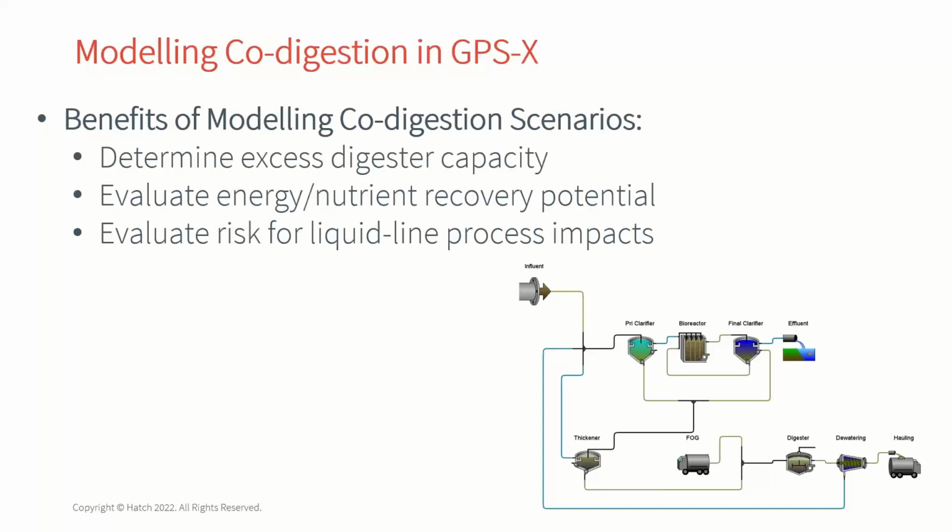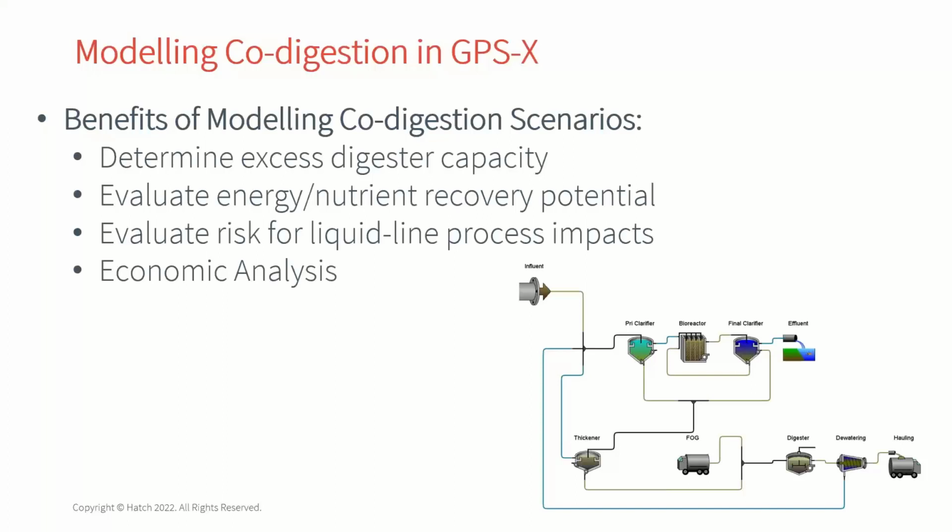And then at the same time, you could look at evaluating the risk for liquid line process impacts. So here in this particular diagram, for example, our gravity thickener overflow is coming back to the headworks, and so is the centrate from after the digester. So operations down here will eventually affect the liquid line if you have that type of recycle at your plant. You could use a model to determine whether that's going to be a problem for you or not. And lastly, economic analysis as well.